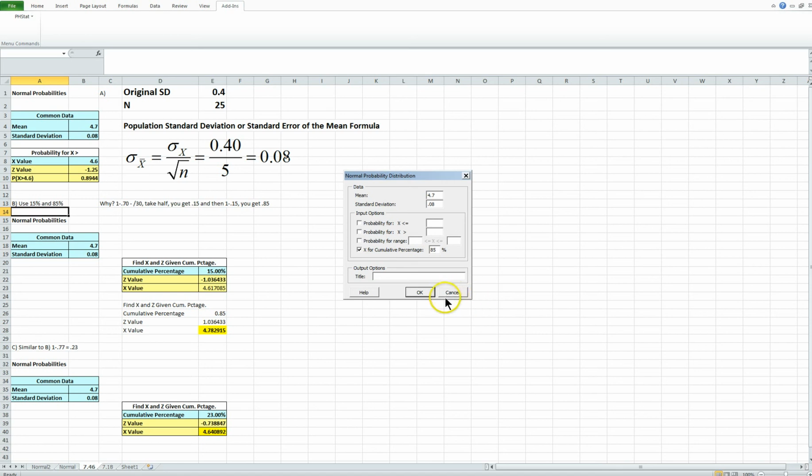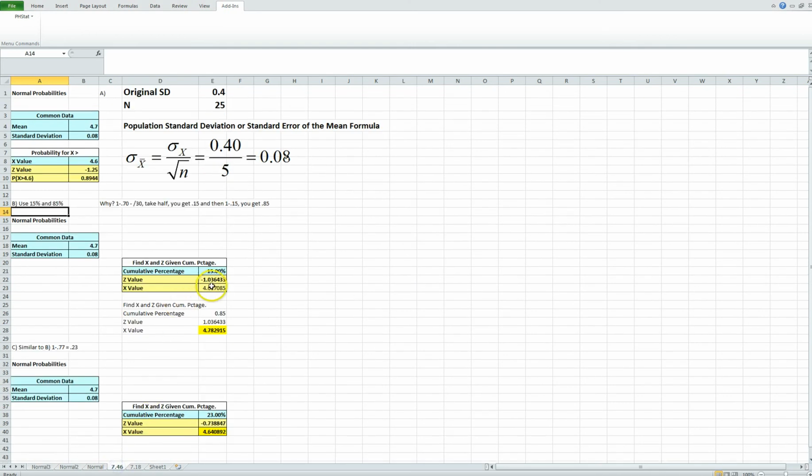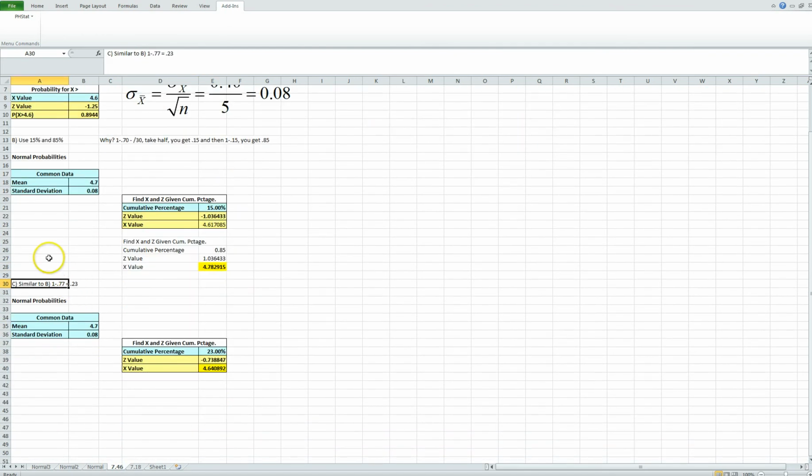And so it's too bad we can't do it simultaneously. So I did it once here for 15%, got this x value, and then I did it again for 85, and you'll see you'll get this range value. So pretty easy. There's our range.